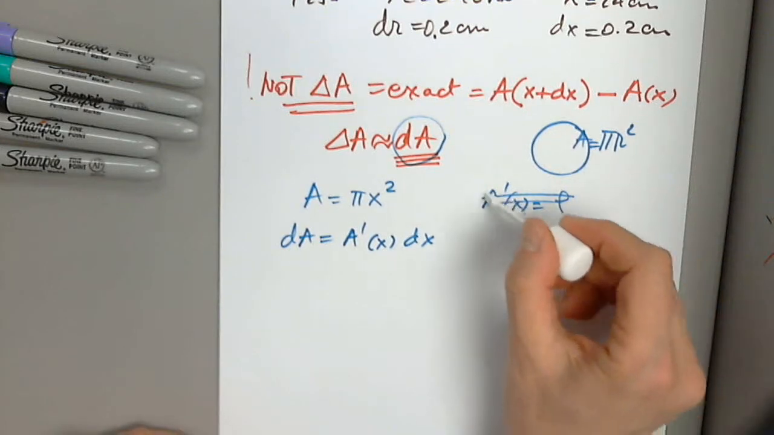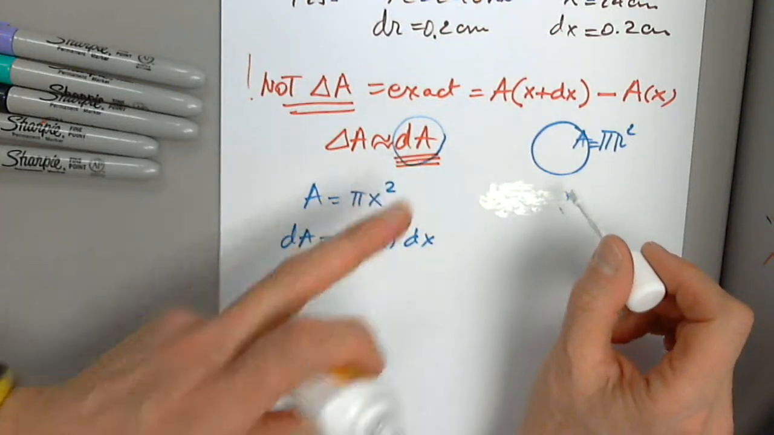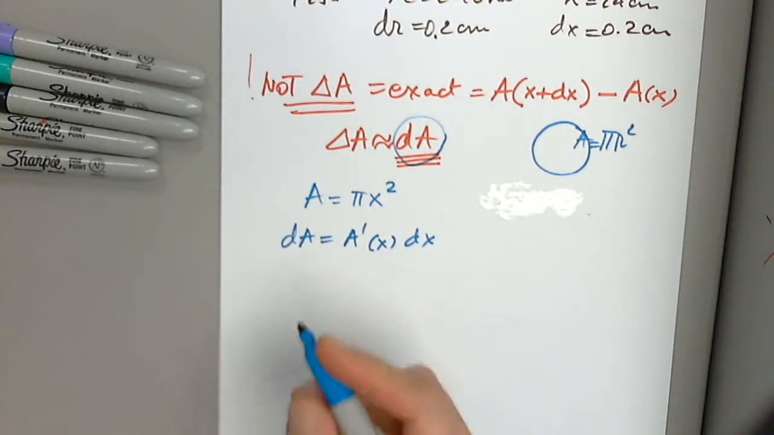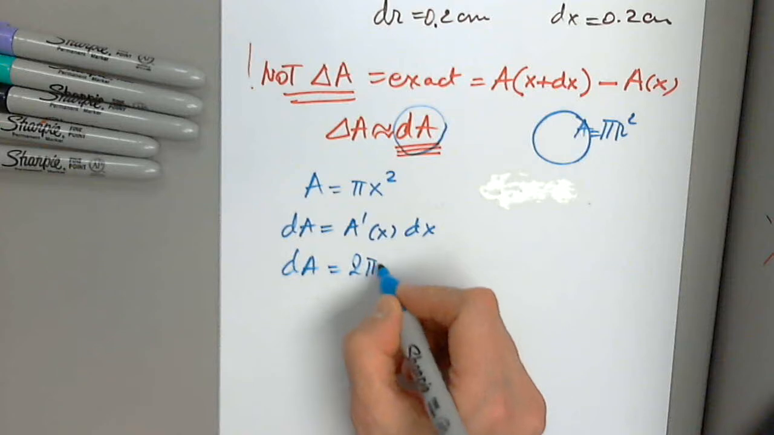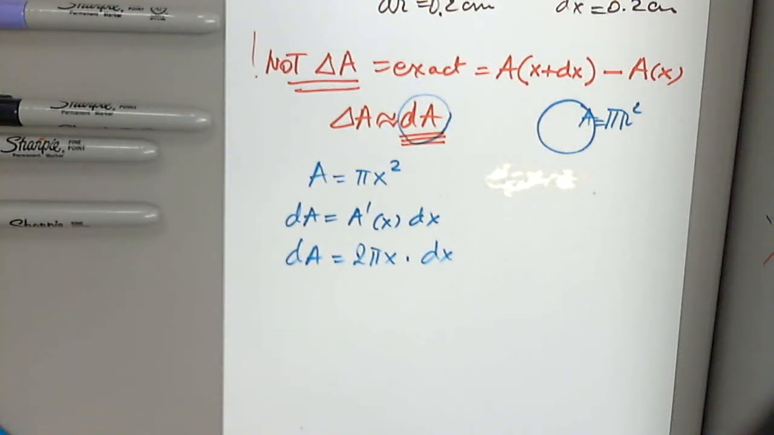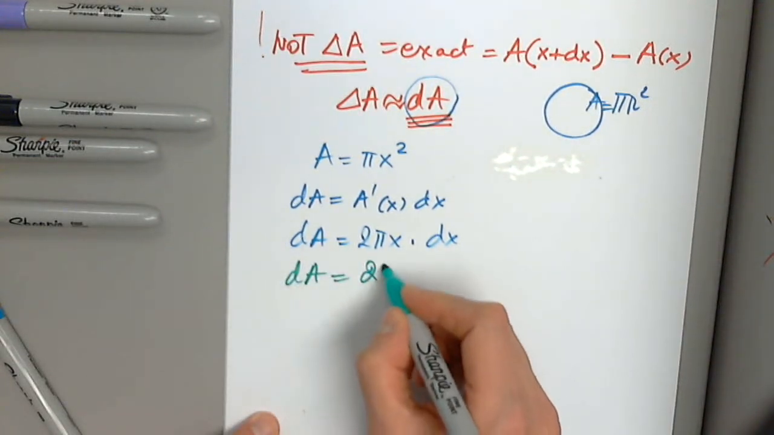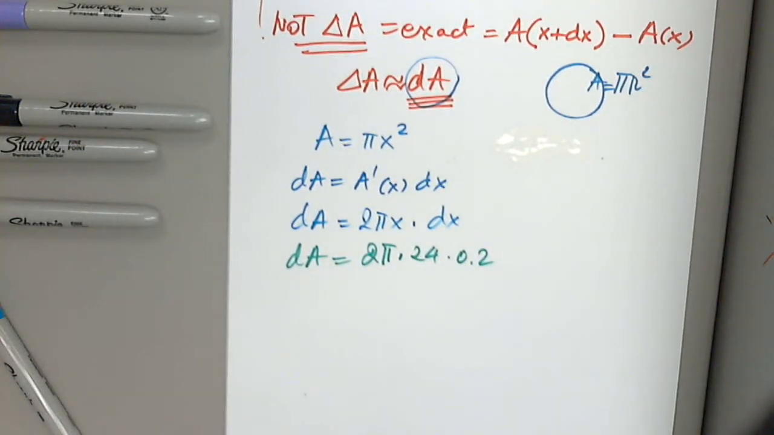So let's differentiate. We want to determine dA. Can anyone tell us what to write on the right-hand side for dA? dA equals, we differentiate A prime. We want to differentiate pi x squared. 2 pi x times, that's it. This will be the estimate of the maximum error in the measurement of the area. All I have to do now is plug in the numbers. 2 times pi times x, which is 24, times dx, which is 0.2.